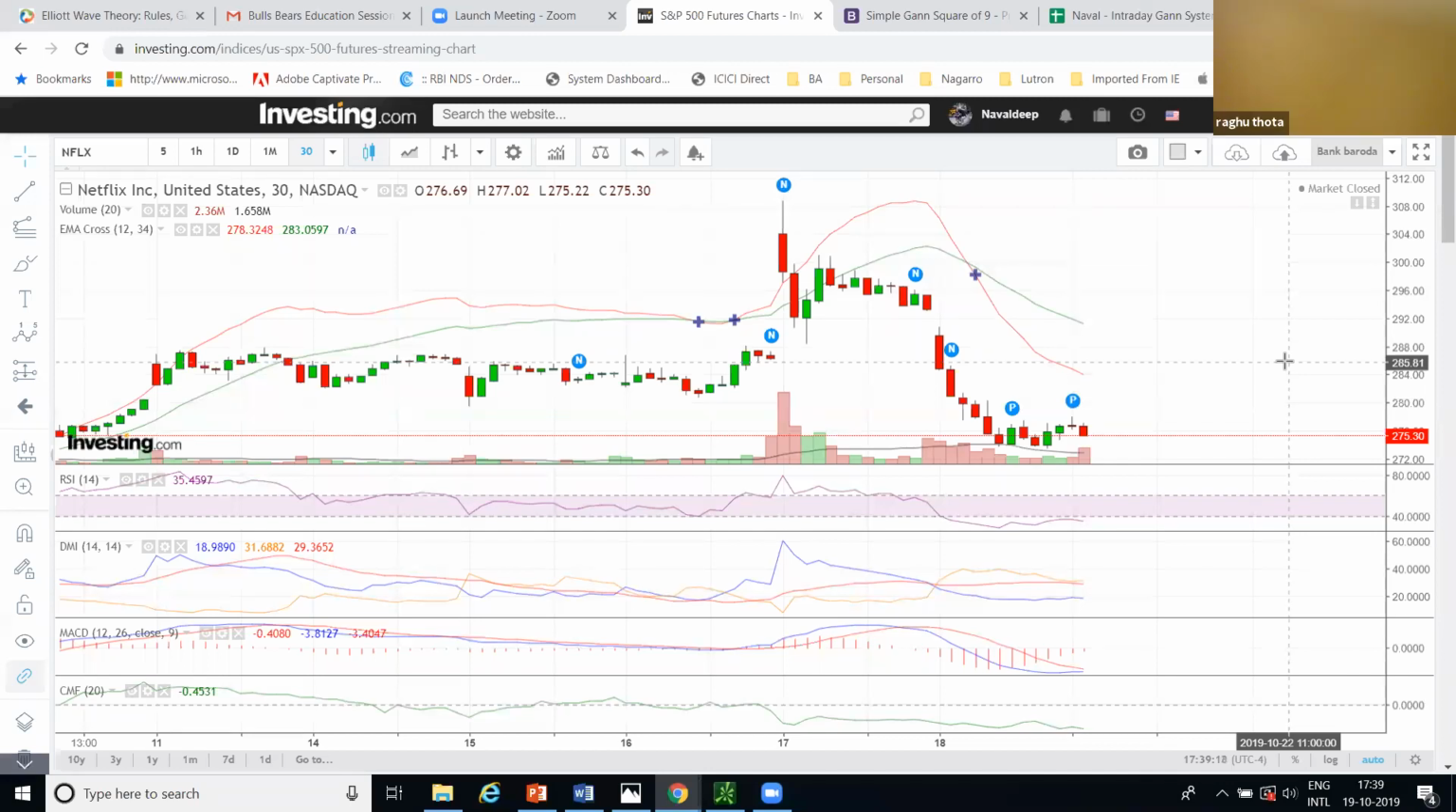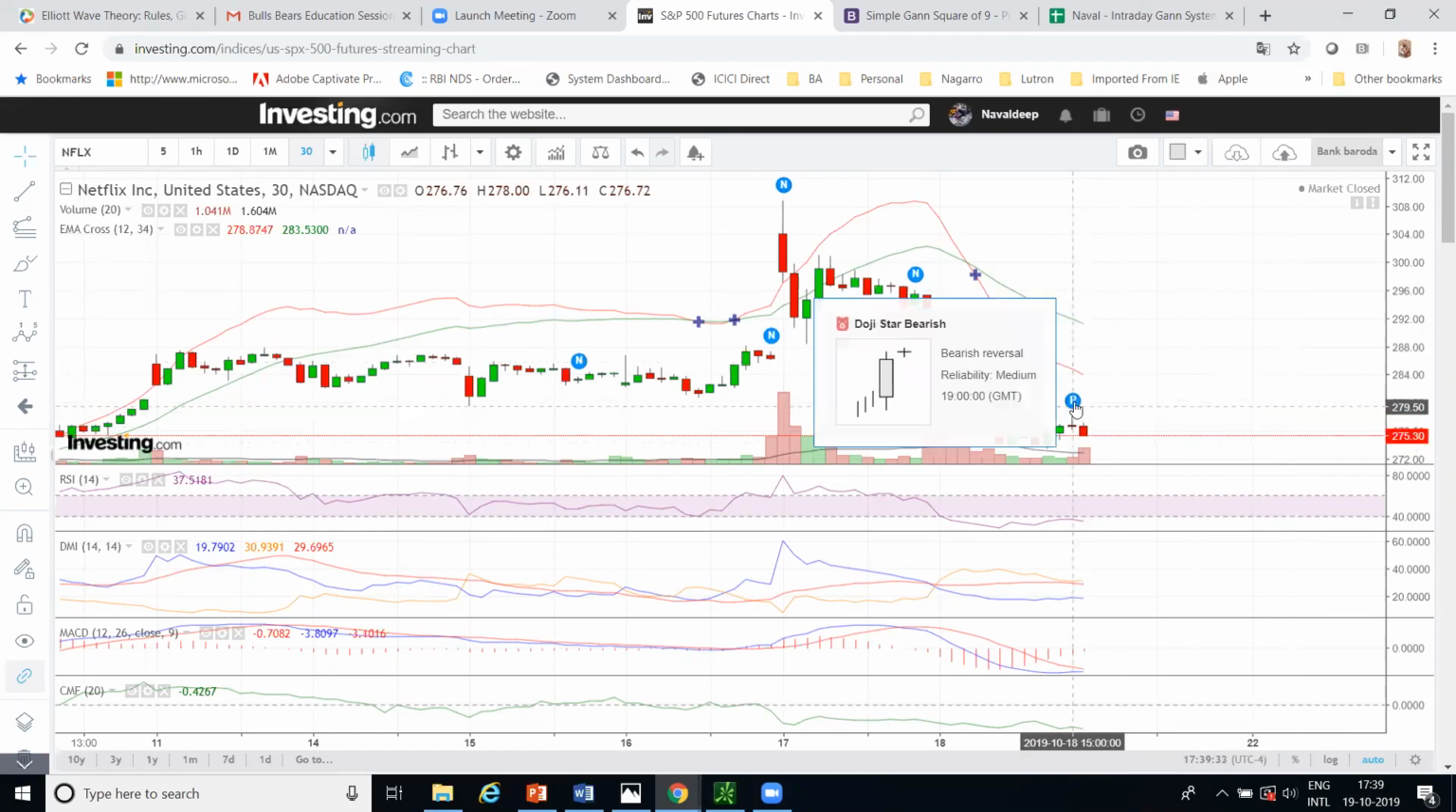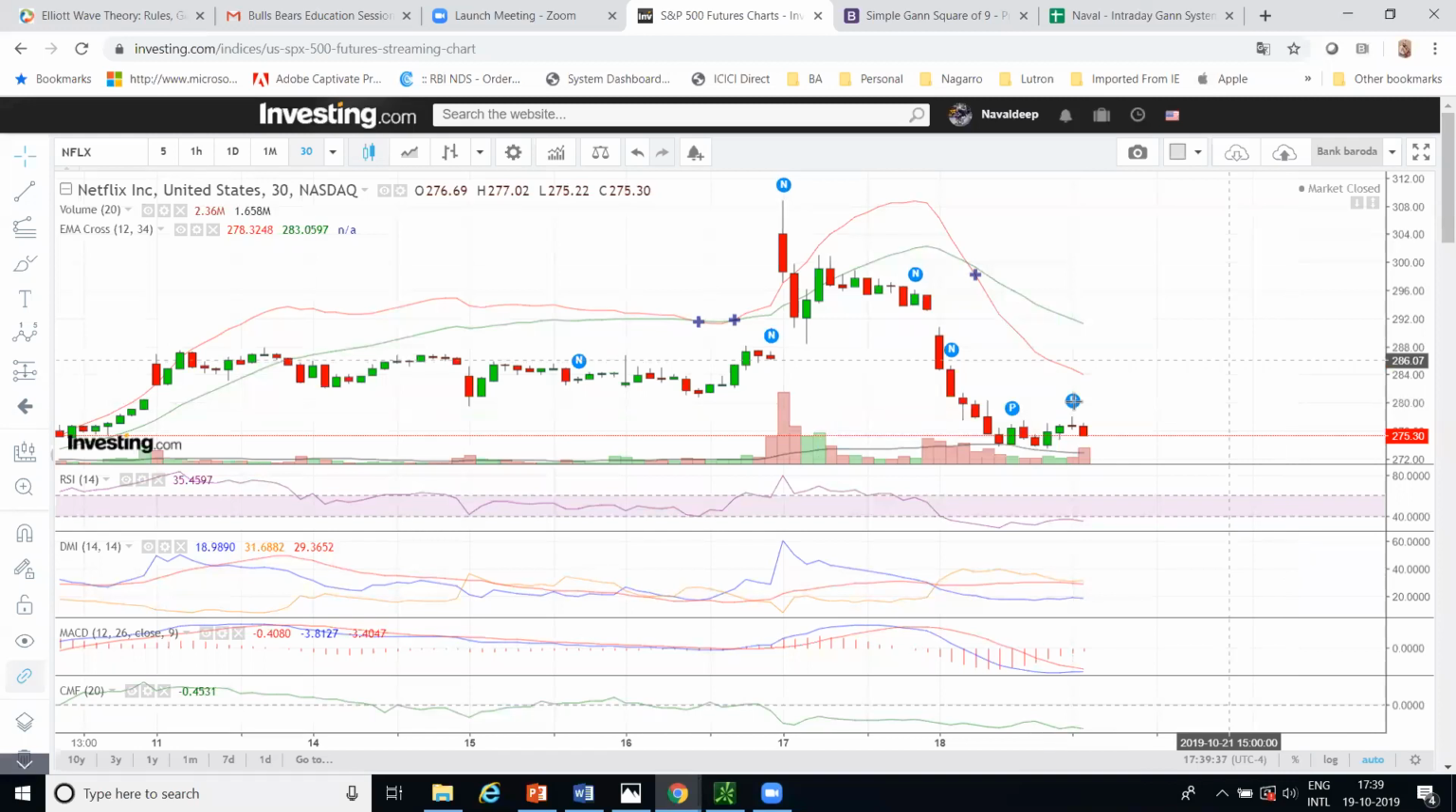Naval, one question. I'm sorry. Yes, go ahead. So those symbols, right? How do we get that to see that? The blue colored ones, like pattern. They are automatically there. You do not need to do anything. I'm in investing.com for Netflix. I don't see that. I cannot see that.